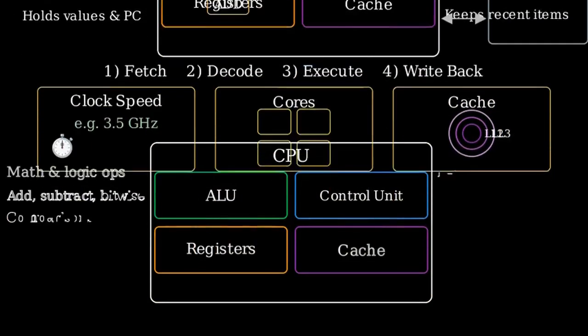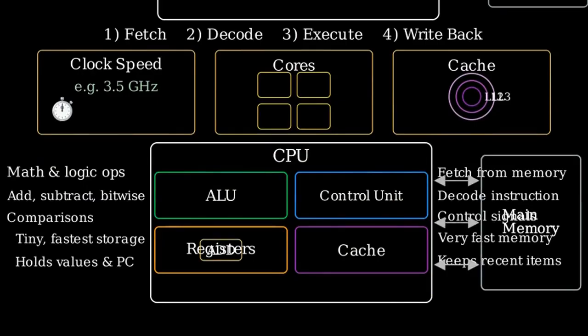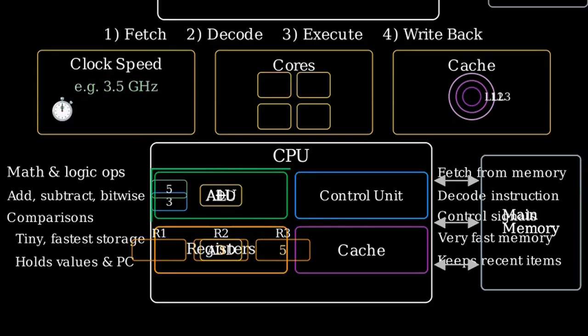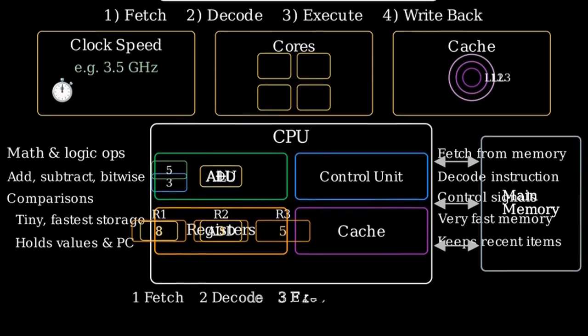Now, a concrete example. Suppose we need to compute 3 plus 5 and store the result in register R1. 1. Fetch the add instruction from memory. 2. Decode it as add the contents of R2 and R3, store into R1. 3. Execute. The arithmetic logic unit reads R2 equals 3 and R3 equals 5 and computes 8. 4. Write back. The result 8 is stored into R1. Then the CPU proceeds to the next instruction.